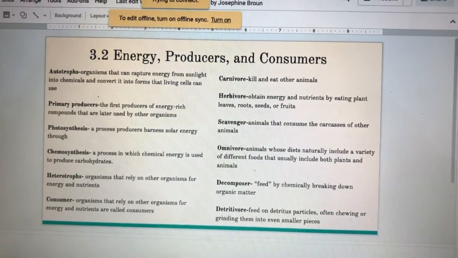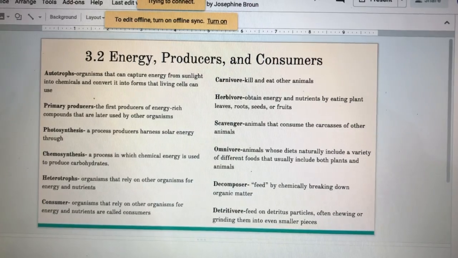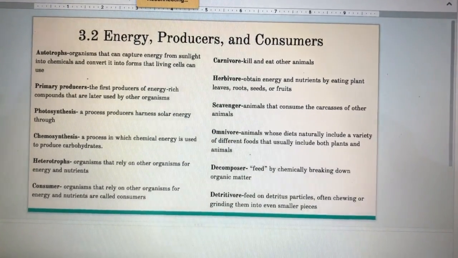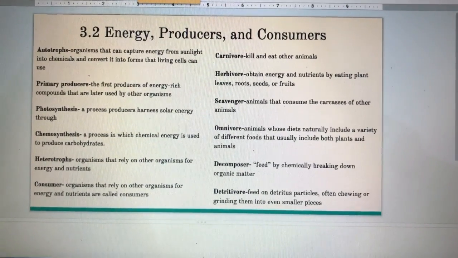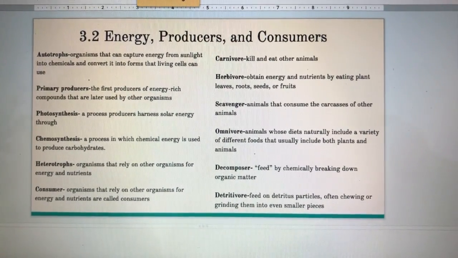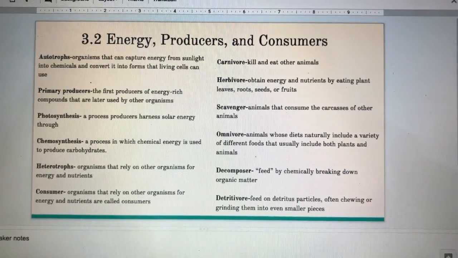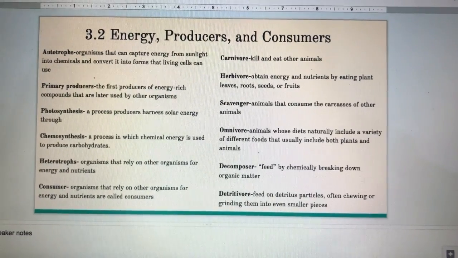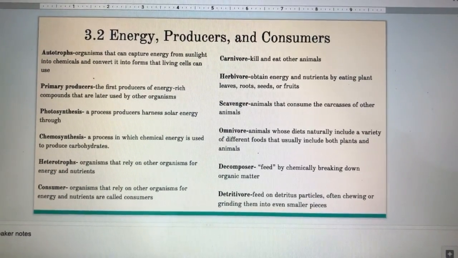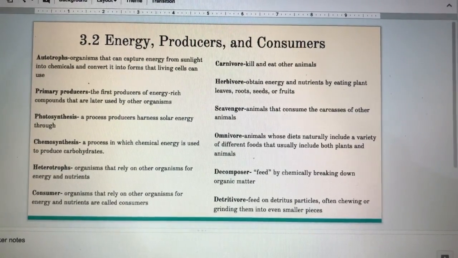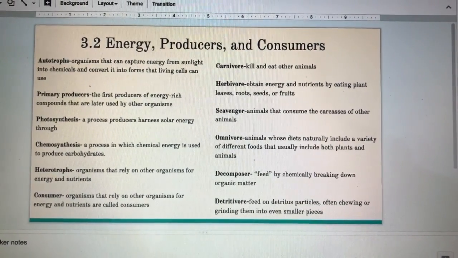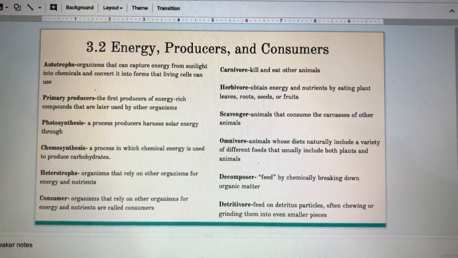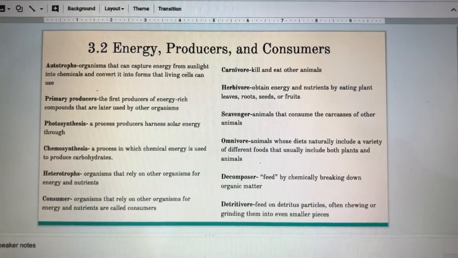3.2 Energy producers and consumers. Autotrophs are organisms that can capture energy from sunlight into chemicals and convert it into forms that living cells can use. Primary producers, the first producers of energy-rich compounds that are later used by other organisms. Photosynthesis is a process producers harness solar energy through. Chemosynthesis, a process in which chemical energy is used to produce carbohydrates.